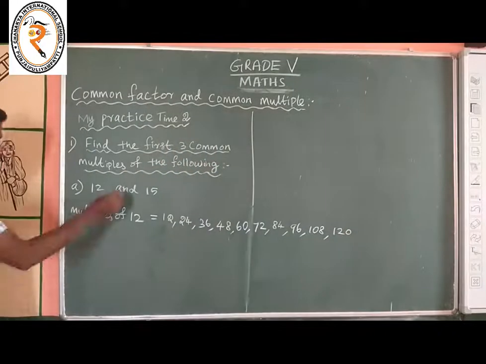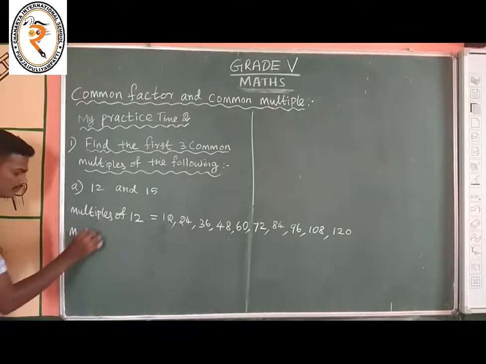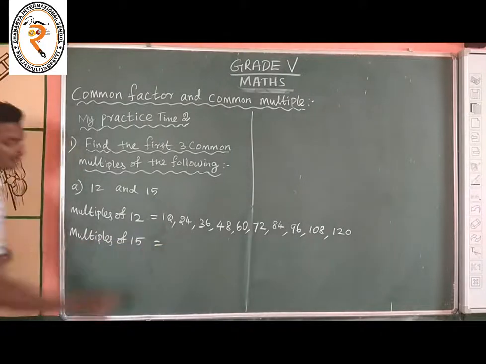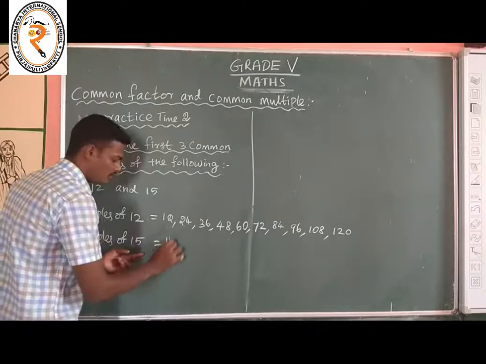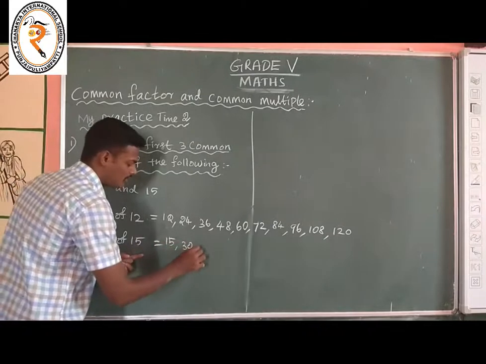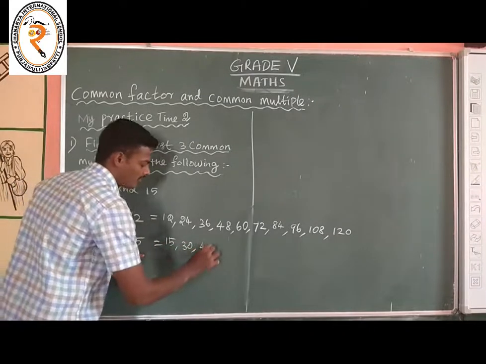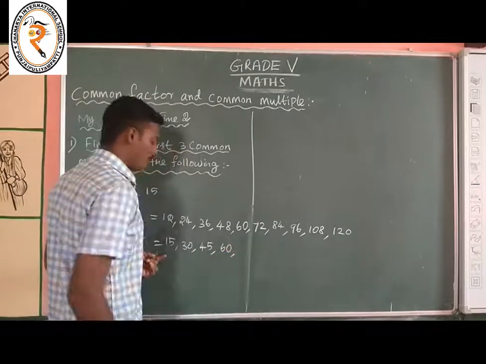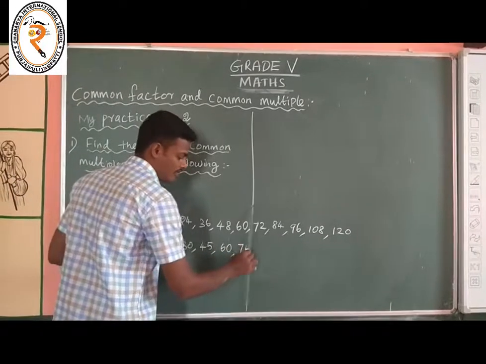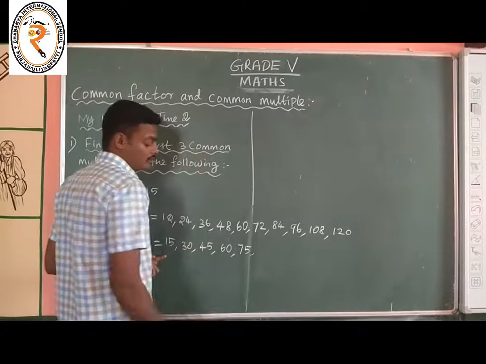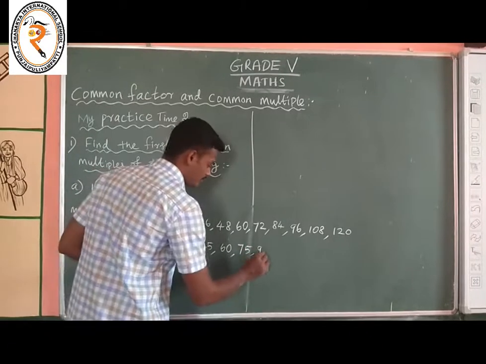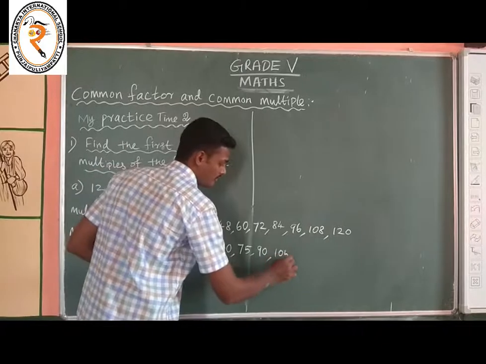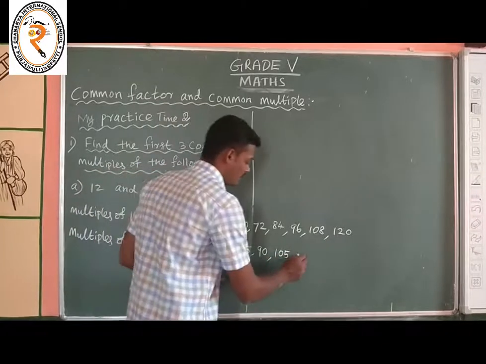Next, we write multiples of 15. 1 15s are 15, 2 15s are 30, 3 15s are 45, 4 15s are 60, 5 15s are 75, 6 15s are 90, 7 15s are 105.